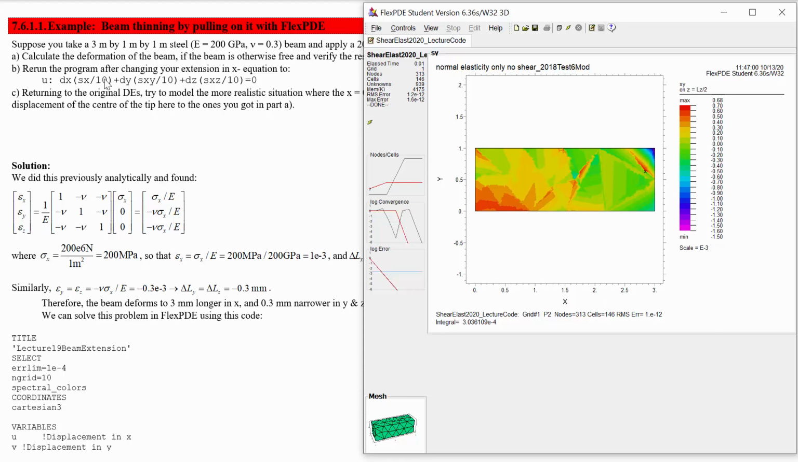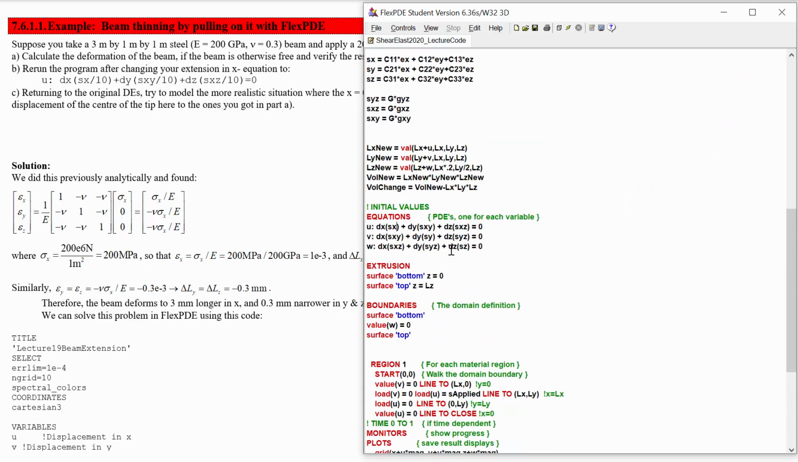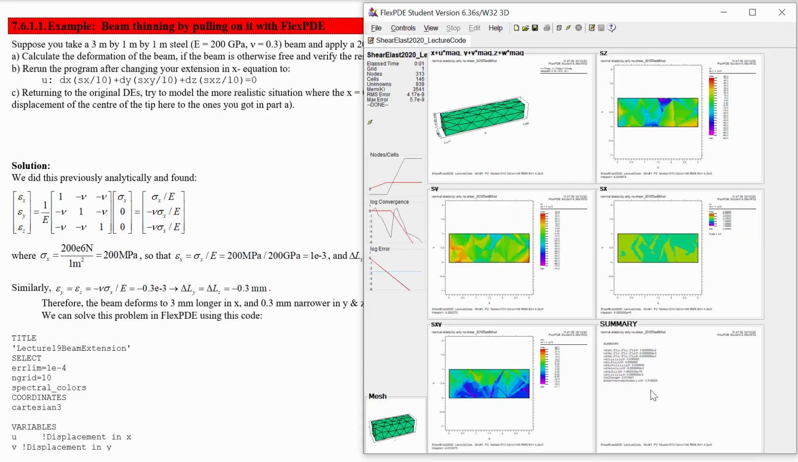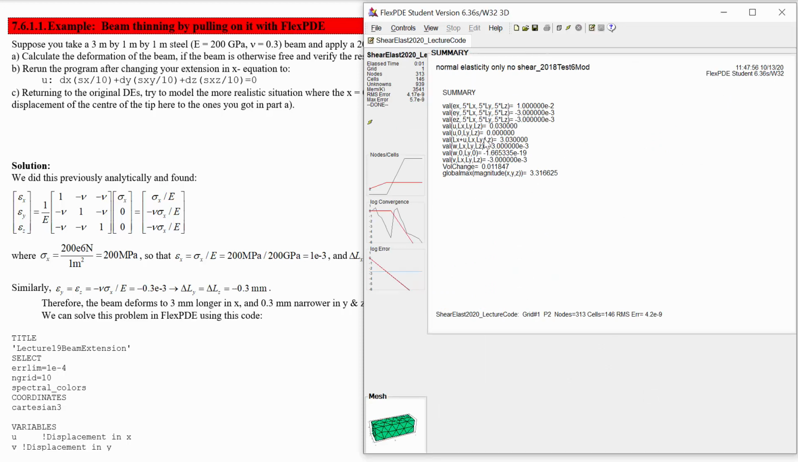Okay, the next thing is to rerun the program after we change the x differential equation to be the derivative of these things divided by 10. The sum of those derivatives over 10 is 0. Now this shouldn't change anything mathematically, right? But it does change the answer. Now we have 10 times the displacement we previously had.